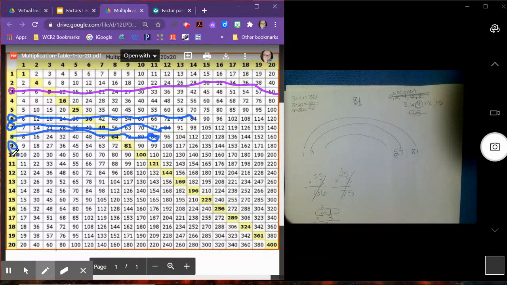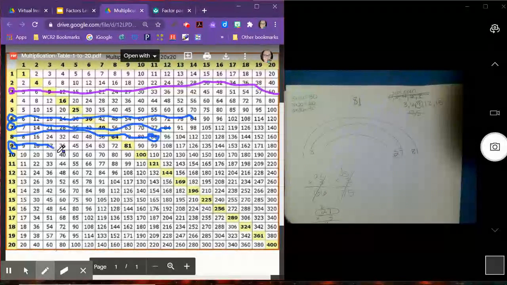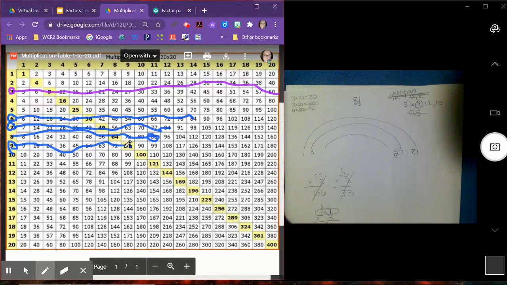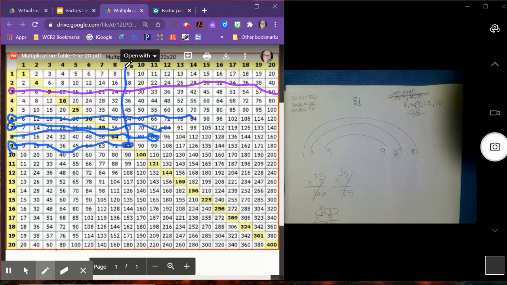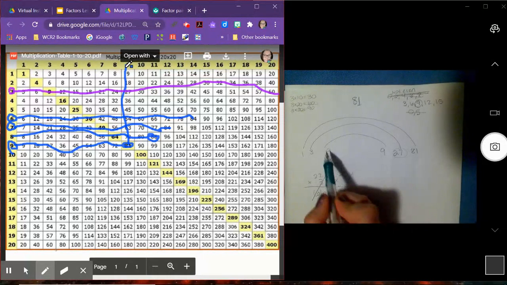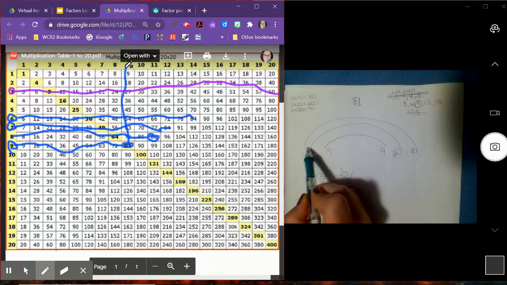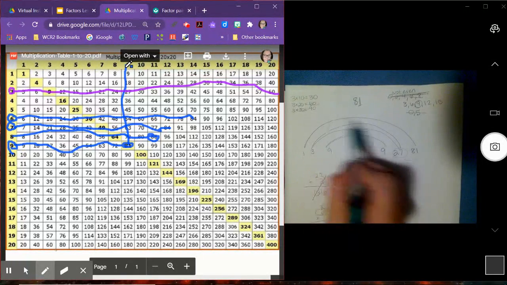Now I'm at 9. And 9, I go all the way across to see if I can get to 81. And boom, there it is. 81, so it goes straight up. And I know that 9 times 9 equals 81. Some of you probably already knew that because you know your multiplication facts. So I now know that 9 times 9, 3 times 27, and 1 times 81.